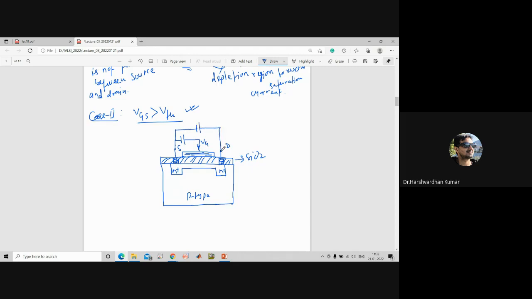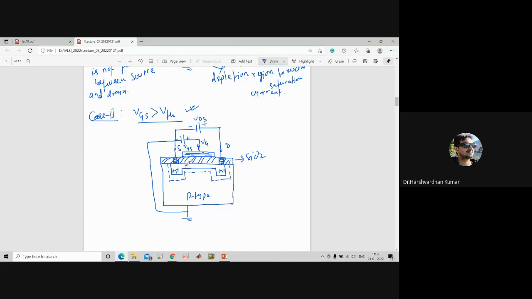So the positive terminal goes to the drain side, and here also VGS. Here you can observe very closely that there is still a depletion region, no doubt, but when VGS is greater than VTH, what will happen? There will be a strong inversion.